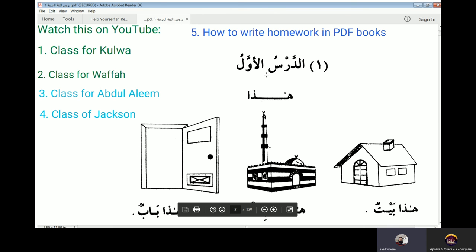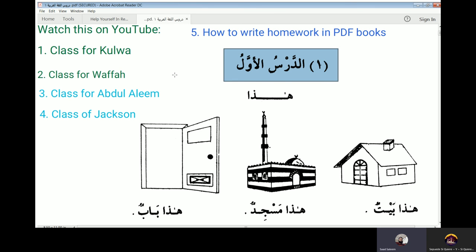On page number 2, we have the first lesson of this book. But before we start this book, you have to watch this video class for Abdul Aleem. Okay? Before I start this book, I have to do what?